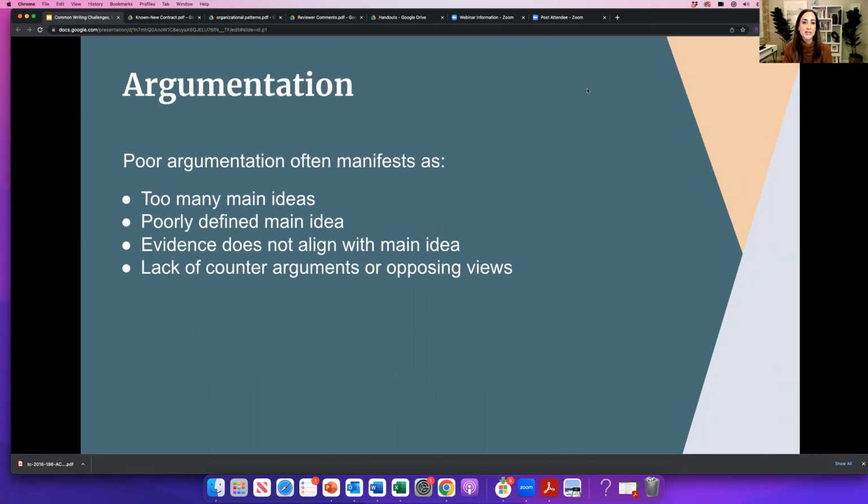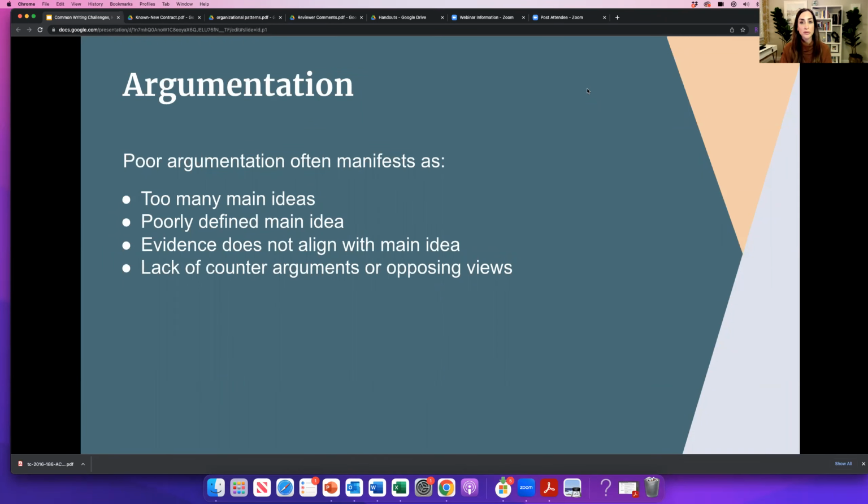Okay, argumentation. You might not realize it, but most academic writing is some form of an argument. And if you're not intentionally thinking about what is my thesis, what is the argument that I want to put forth, then it shows up in your writing.